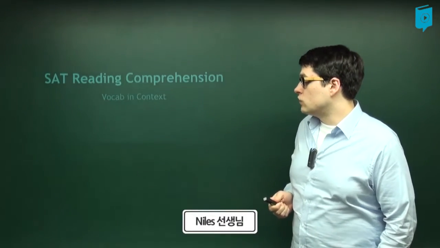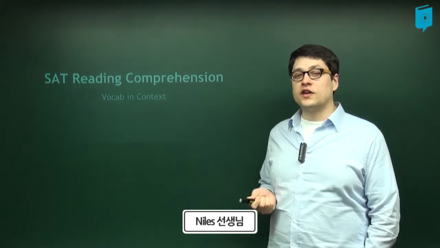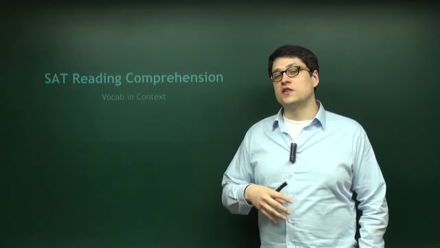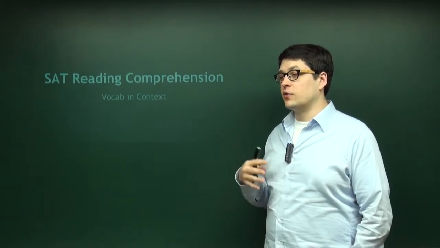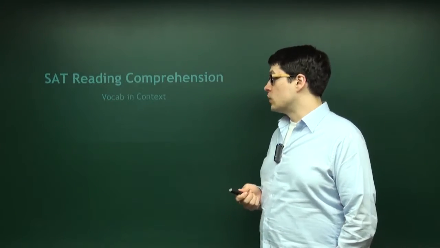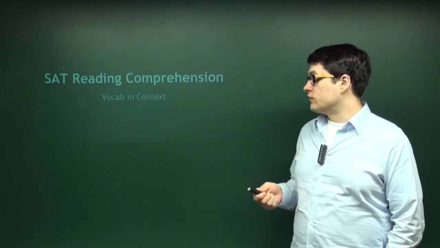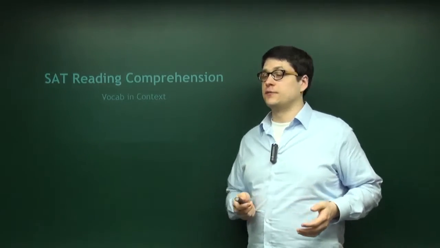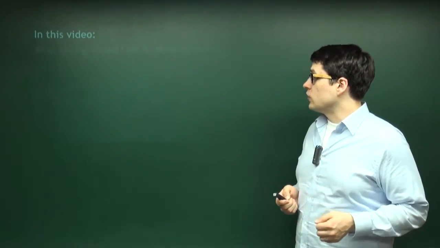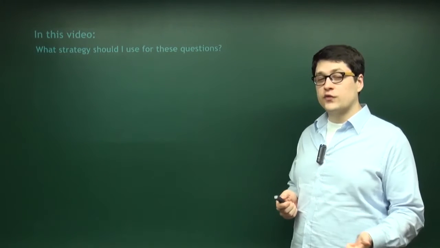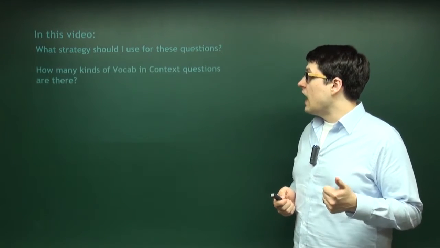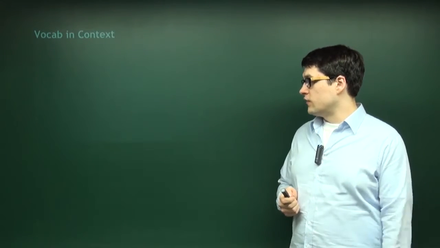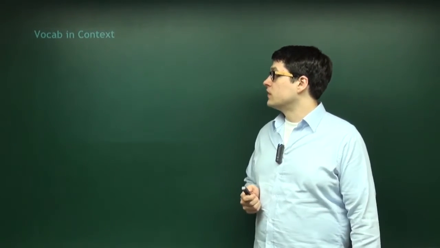In this shorter video, we're going to talk about vocabulary and context questions. This is its own video because they're their own special kind of question and are particularly difficult for some students. So we're going to focus on this one out of connection with everything else because they have their own specific kind of strategy. So in this video, we're going to talk about what strategy you should use for vocabulary and context questions and how many kinds of vocab and context questions there are. And we'll have a little discussion with some different kinds of examples.